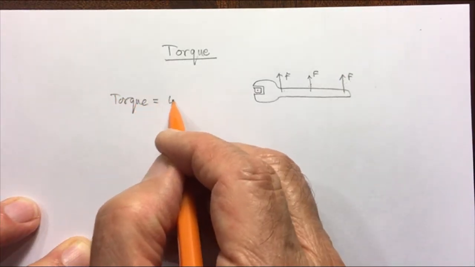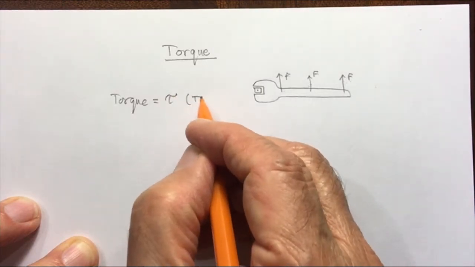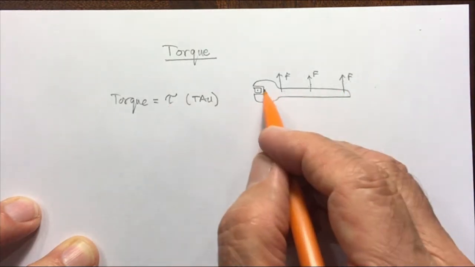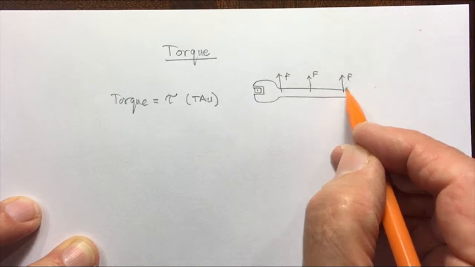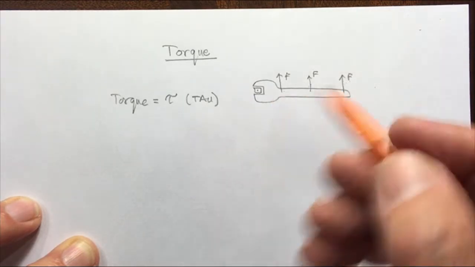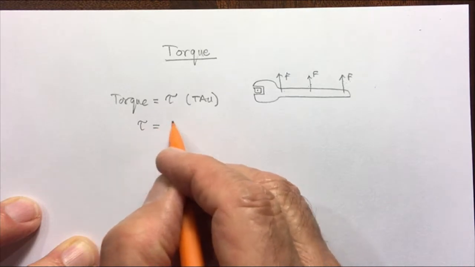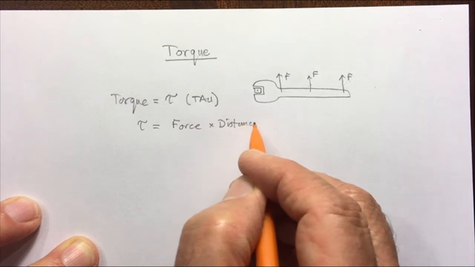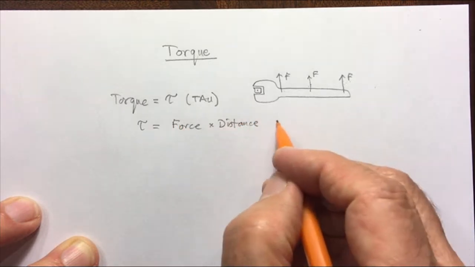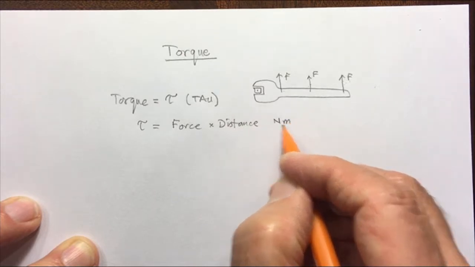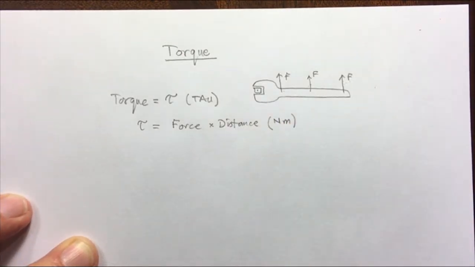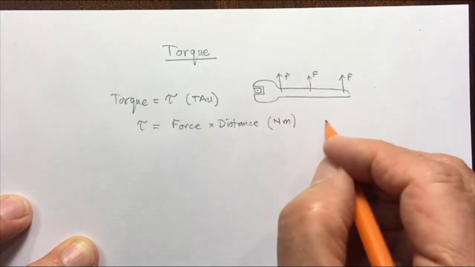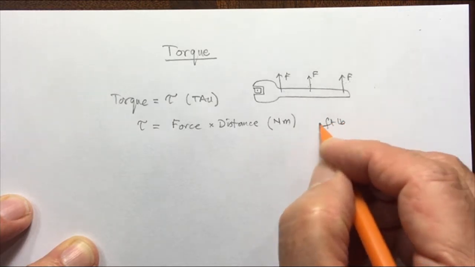So the torque, which we write as tau, a Greek letter, depends on how far away that force is applied. The further away the force is applied, the bigger becomes the torque. And so the torque is a force times a distance. The unit of force is Newton, the unit of distance is meter, so the unit of torque becomes a Newton meter. In the American customary system, it's a pound foot, so it's called a foot pound instead of pound foot.